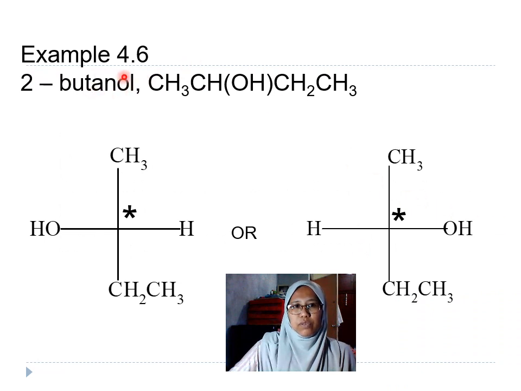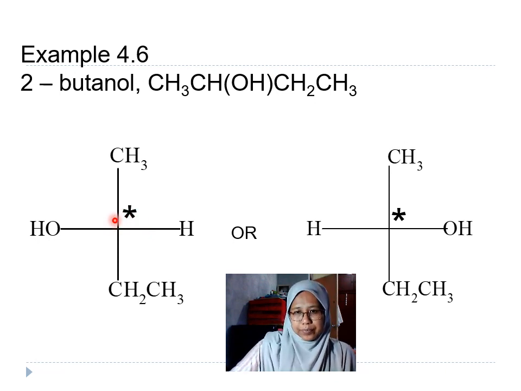This is example 4.6. We are drawing 2-butanol. Why 2-butanol? Because carbon number 2 has the hydroxyl group. So you can see the vertical line is basically here, and the horizontal line is here. The intersection is marked as a star here, stating that this is basically a chiral center or an alpha carbon. We will learn about this further in the next chapters.